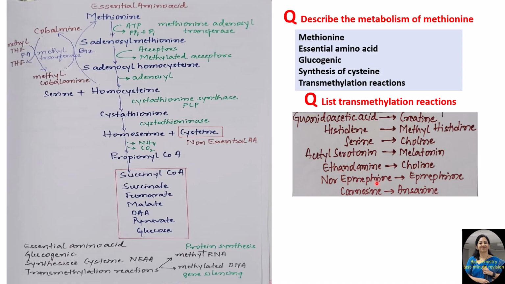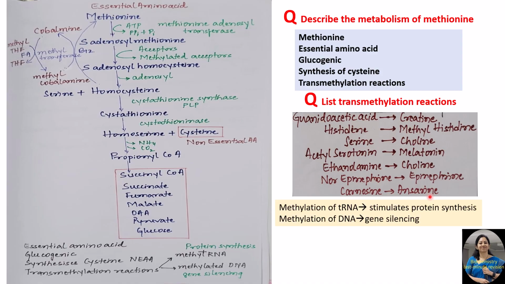Norepinephrine undergoes methylation to form epinephrine. Epinephrine is nothing but adrenaline. It is a hormone synthesized from the adrenal medulla, responsible for fear, flight and fight reaction. Similarly, norepinephrine can undergo methylation to form normetanephrine, which gets excreted in urine. The other example is carnosine undergoing methylation to form anserine. Both are dipeptides, responsible for maintenance of cell growth and differentiation.